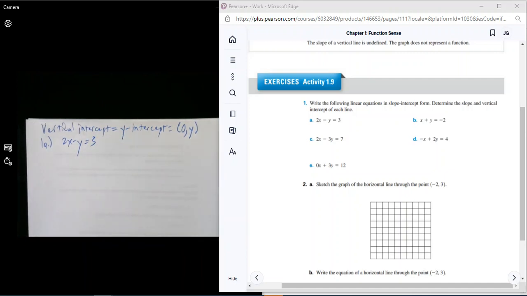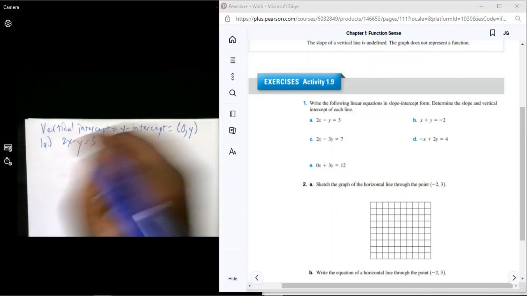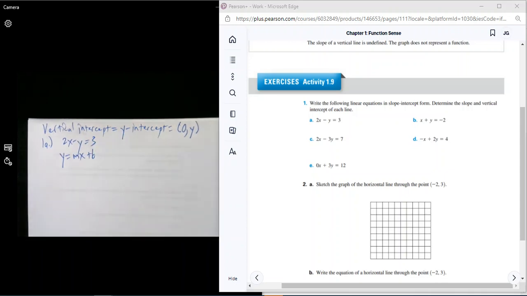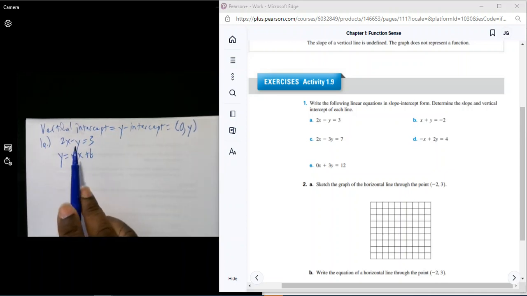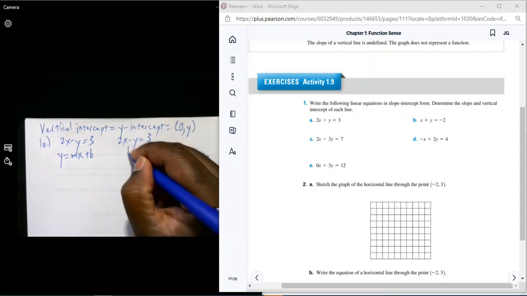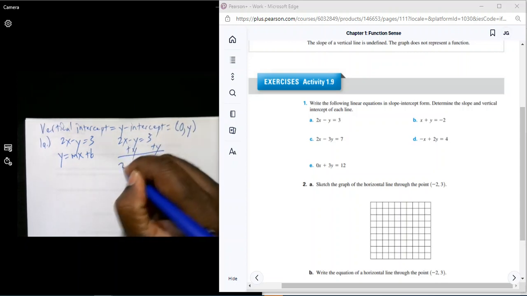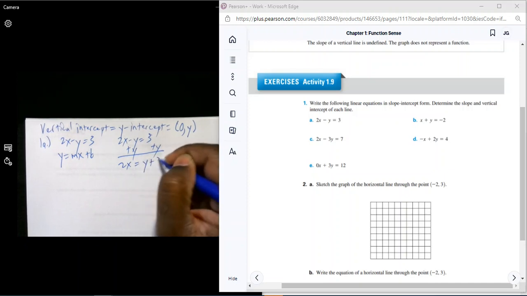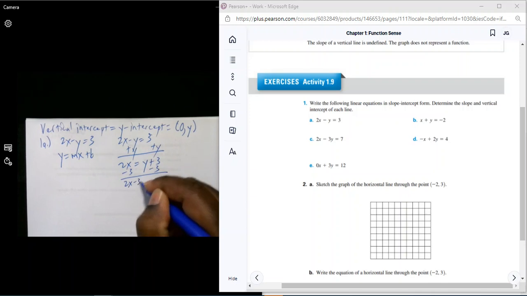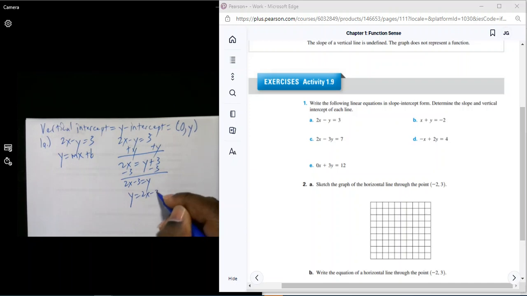Now, they want us to write this in slope-intercept form. And I should have wrote this up here, but I will write it below. Slope-intercept form is y equals mx plus b. So they want us to take this equation here and get y by itself. So we have 2x minus y equals 3. We can add y to both sides. 2x is equal to y plus 3. Subtract 3 on both sides. 2x minus 3 is equal to y. And we know that that really is y equals 2x minus 3.